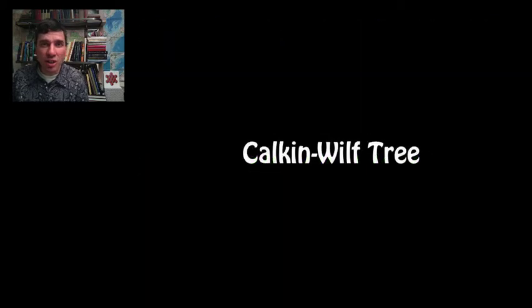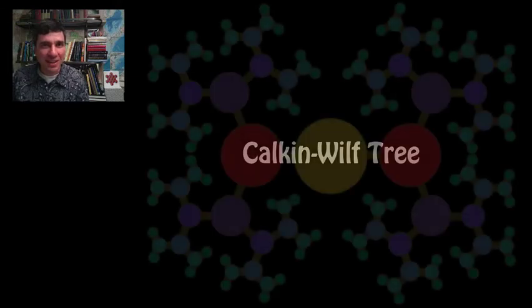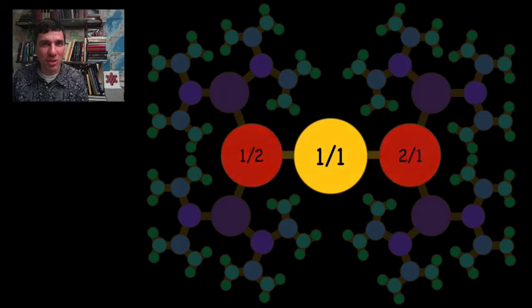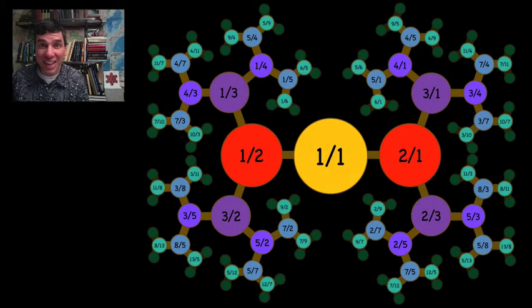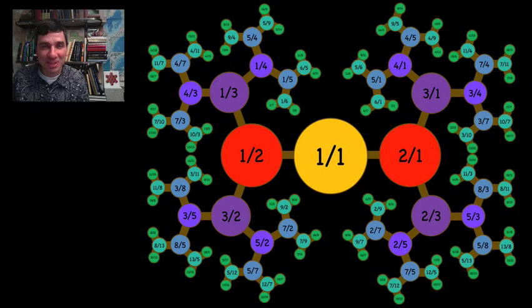Instead, you would want to turn to something like the Calkin-Wilf tree. This is one of the beautiful moments of mathematics. I don't think fractions get any more beautiful than this. You can't see all of this, but Google it, Calkin-Wilf tree.